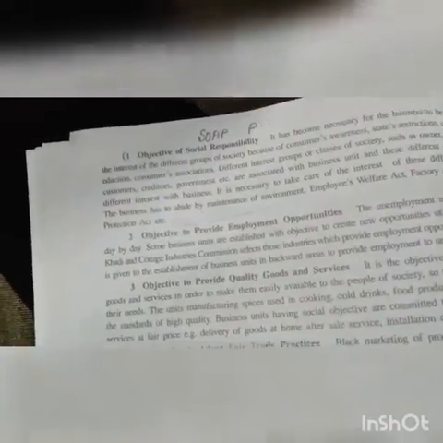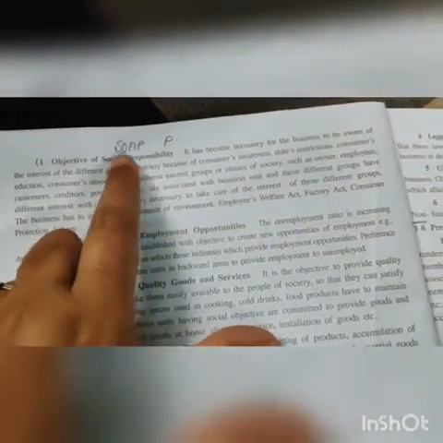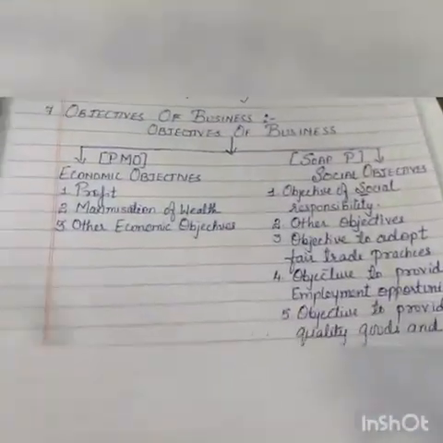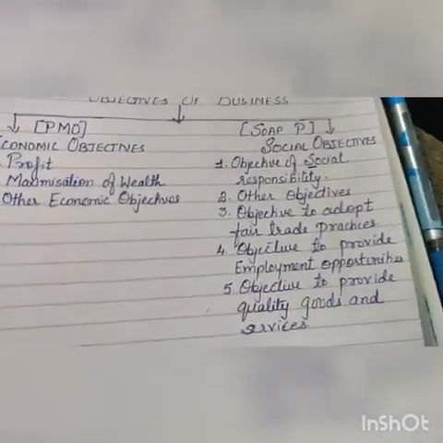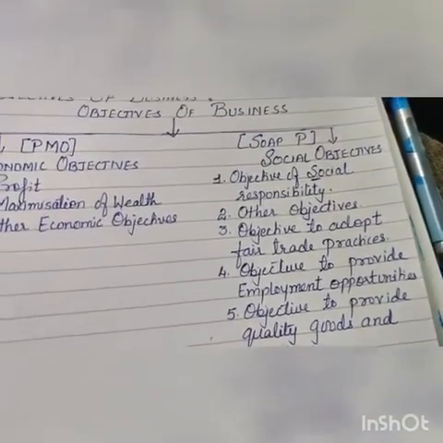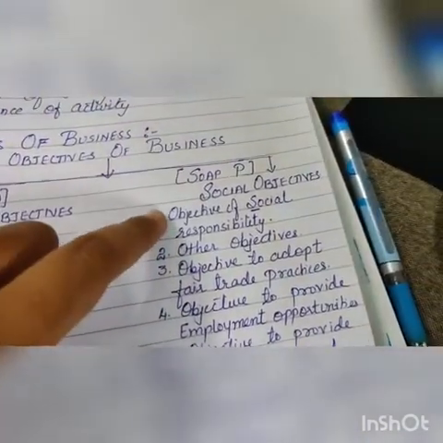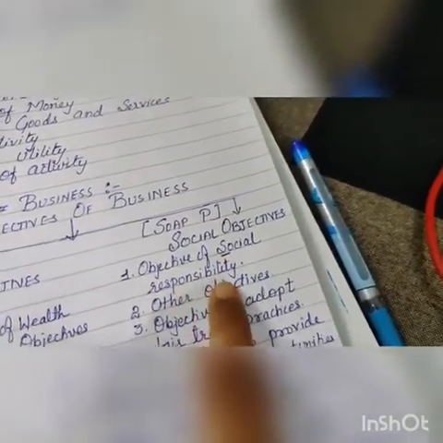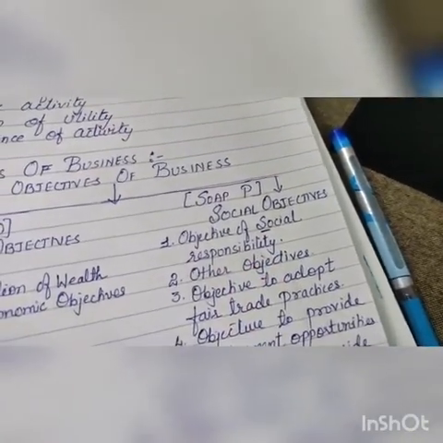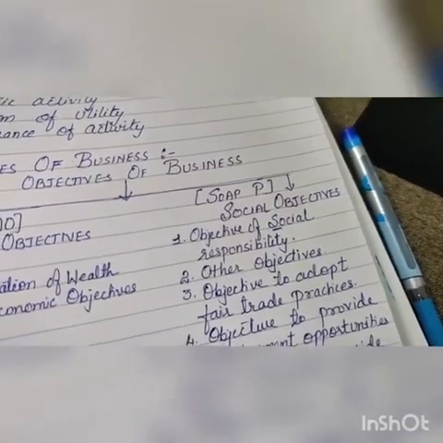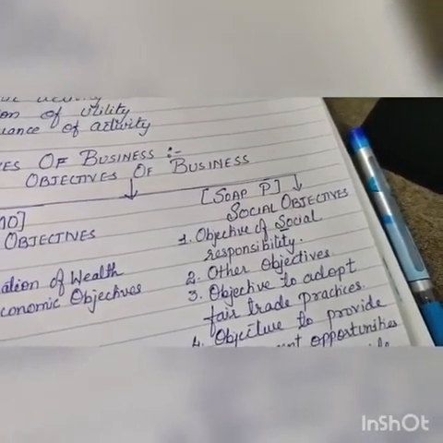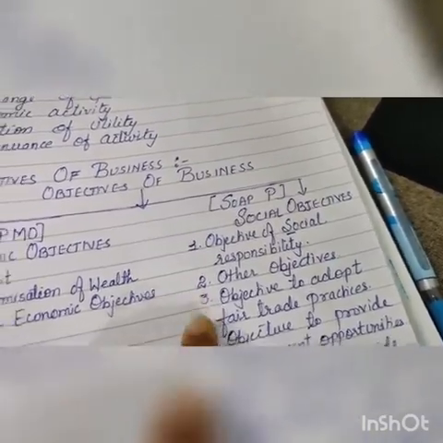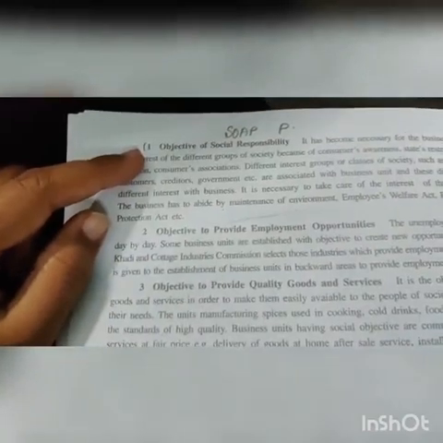Then when you turn the page, there are social objectives. The key point for social objective is SOAP P, which I have written here. First is S, which stands for social responsibility. So the first objective of social objective is the objective of social responsibility. Here O is other objective, which is given in the 5th point. Objective of social responsibility is your first point.